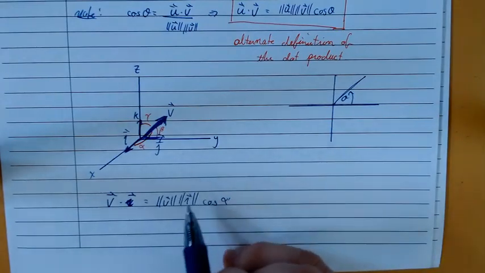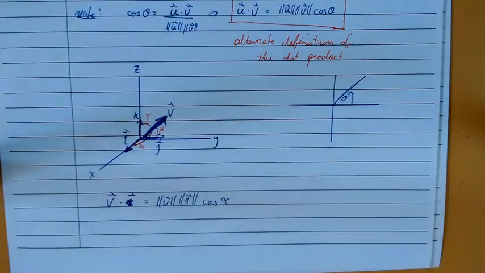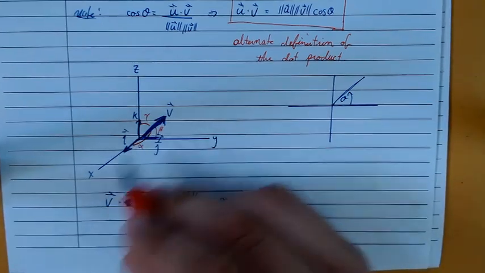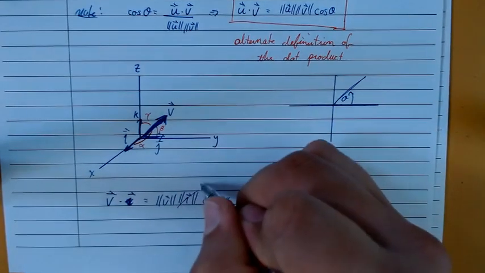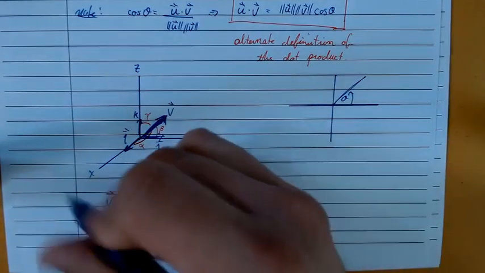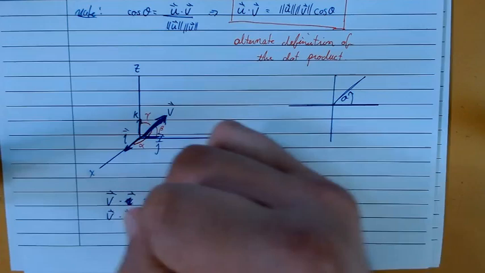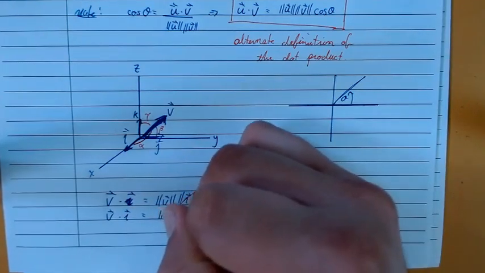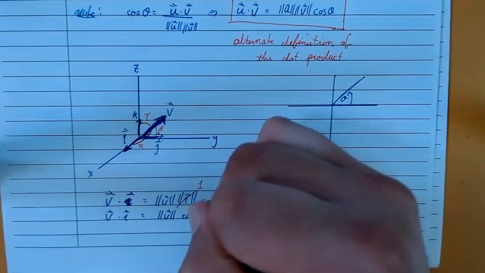Now, one thing to note is that the magnitude of i is equal to 1. After all, it is a unit vector in the direction of the x-axis. So here, this is just the number 1. So I don't even have to worry about that. v dot i is equal to the magnitude of v times the cosine of the angle alpha.